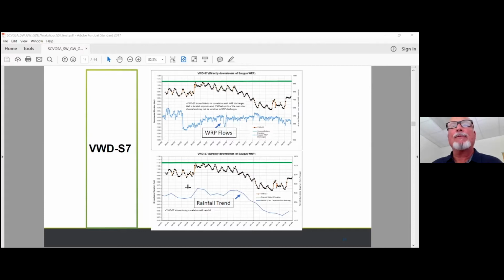Cumulative departure from mean average rainfall here. There's conditions here where we think that the river is gaining, at least during the period from 2005 through 2010, and then you can see with the drought, the water levels really dropped off. And then in 2017, we saw the water levels starting to recover, but still not at the river thalweg or the river channel bottom. So this well seems to be very influenced by the rainfall trends.